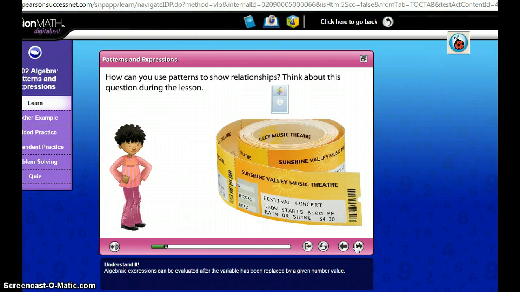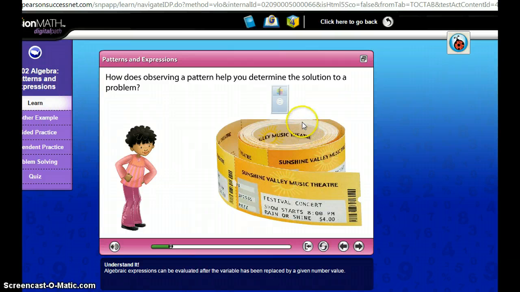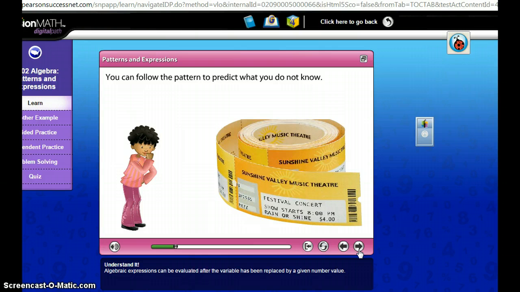How can you use patterns to show relationships? Think about this question during the lesson. How does observing a pattern help you determine the solution to a problem? You can follow the pattern to predict what you do not know.